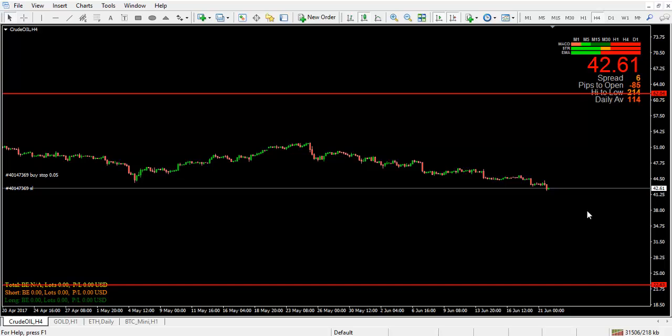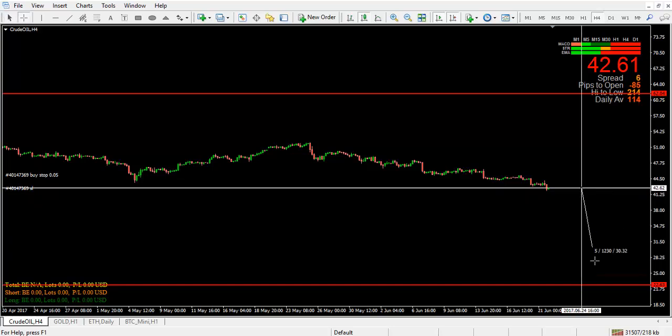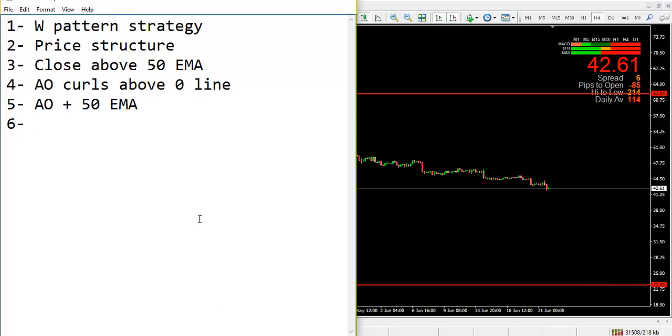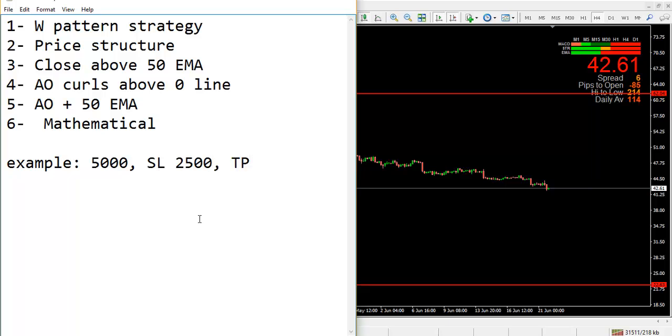Okay, now what you can do is, here you have options. You can decide if the market goes from 42 to 22, your loss should be 50% of your account. What do I mean? This is mathematical. Example: if you have $5,000, your stop loss will be $2,500. And what about take profit? Take profit will also be $2,500.